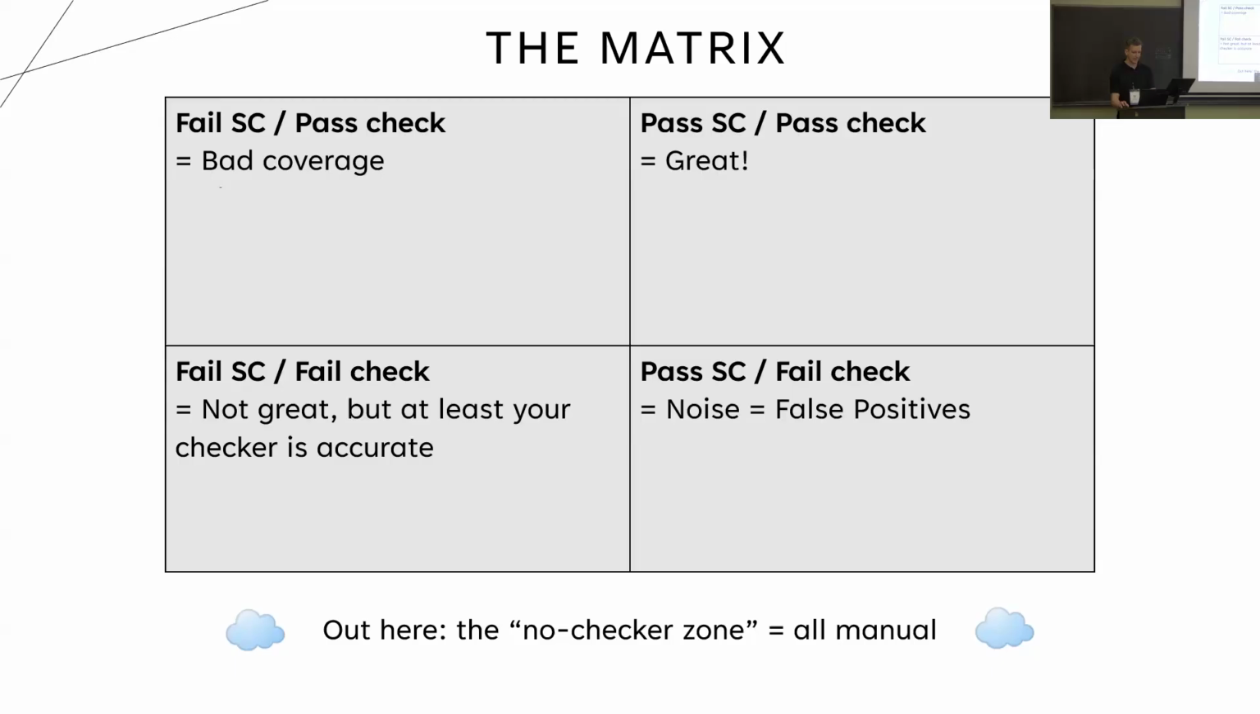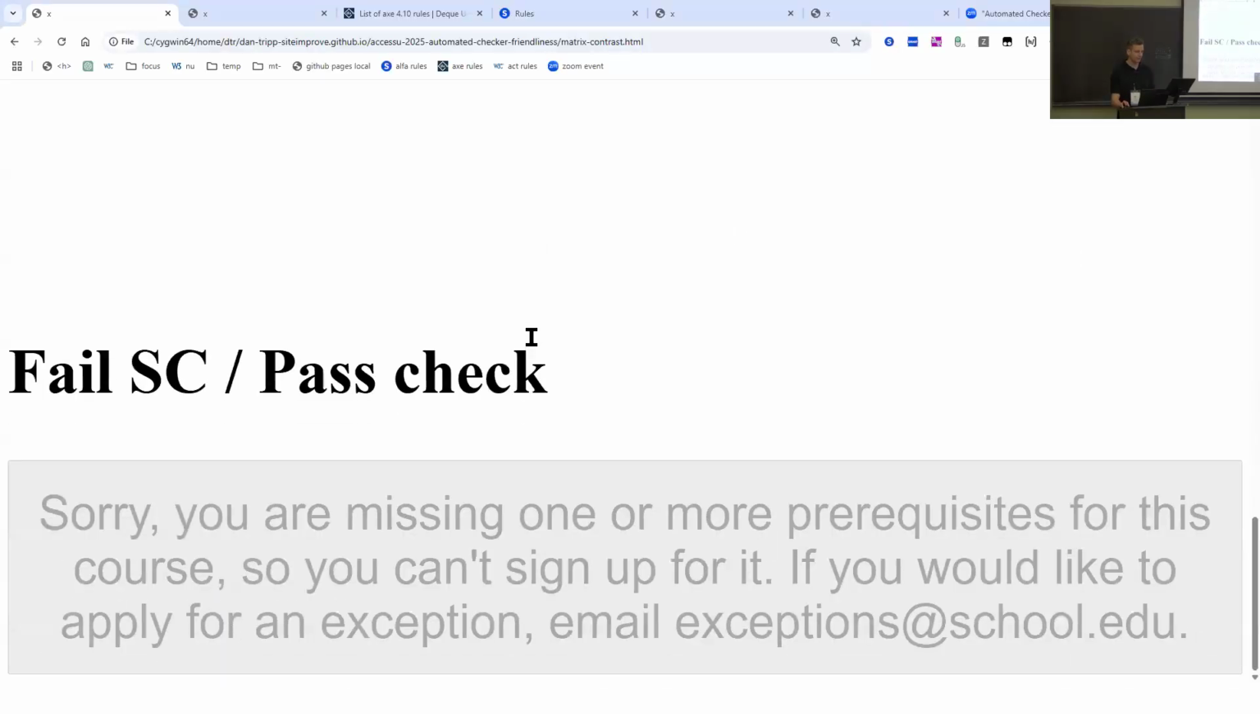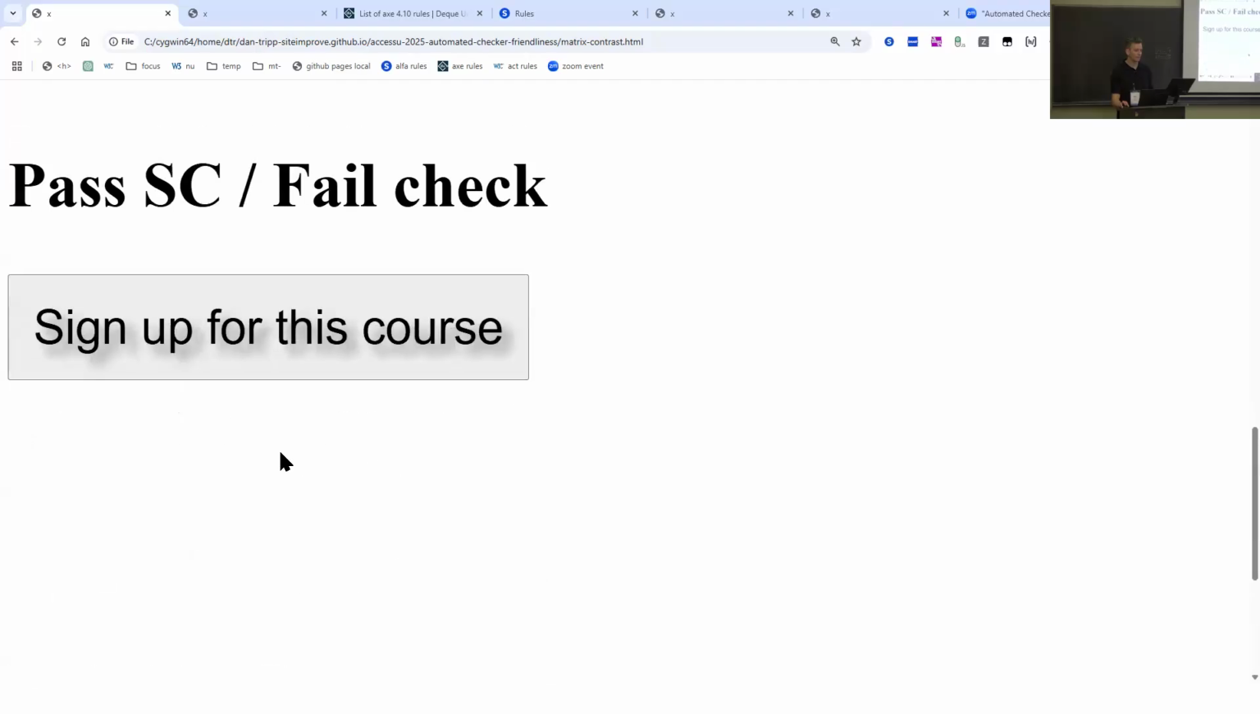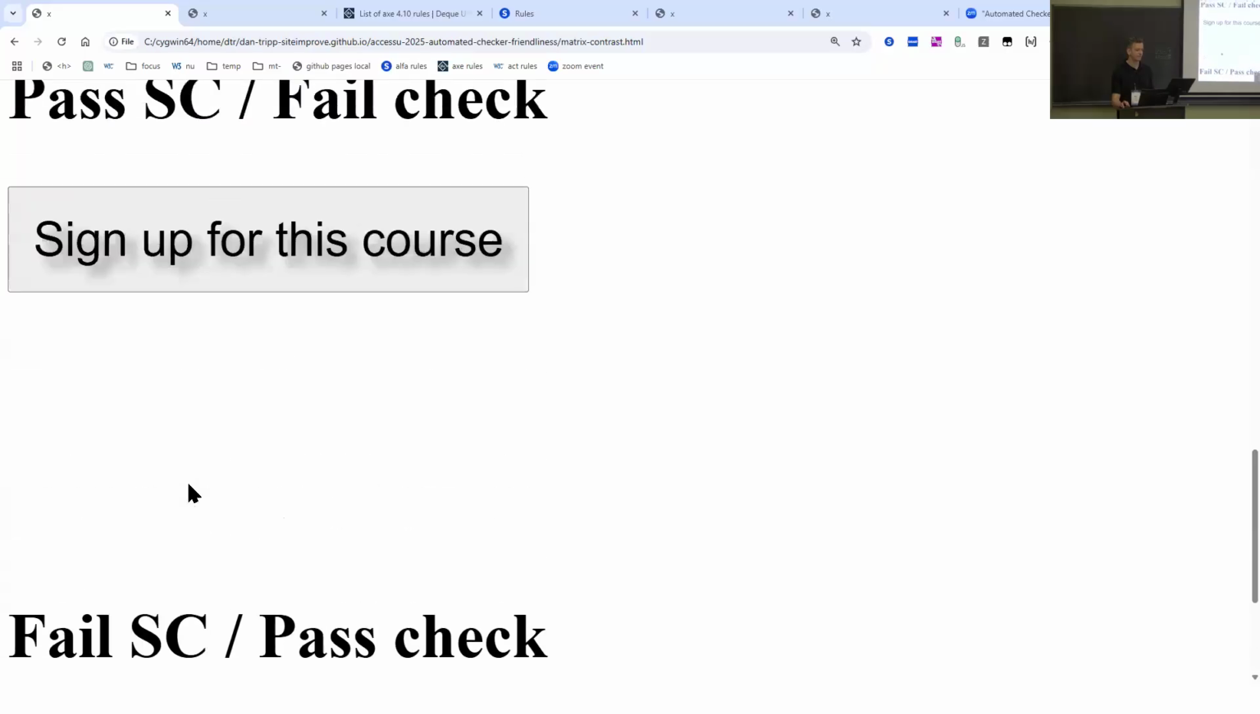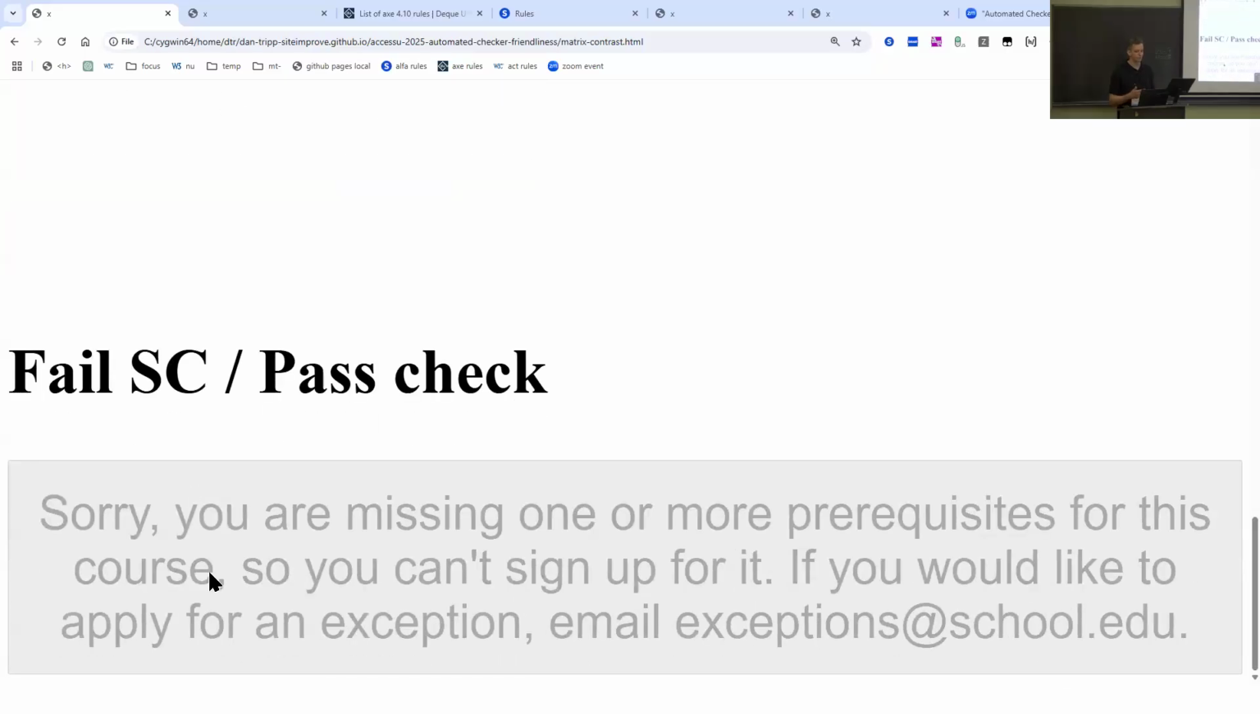So that has an example on the demo page here. Here's our sign up for this course button again, but this time it's disabled and it's gray and it has bad contrast. And it also has new text. Instead of just saying sign up for this course, it says, sorry, you are missing one or more prerequisites for this course, so you can't sign up for it. If you would like to apply for an exception, email exceptions@school.edu. So it's giving a lot of new and important information in the button, but the button has bad contrast, and we're assuming this text doesn't exist elsewhere on the page, so this is bad.